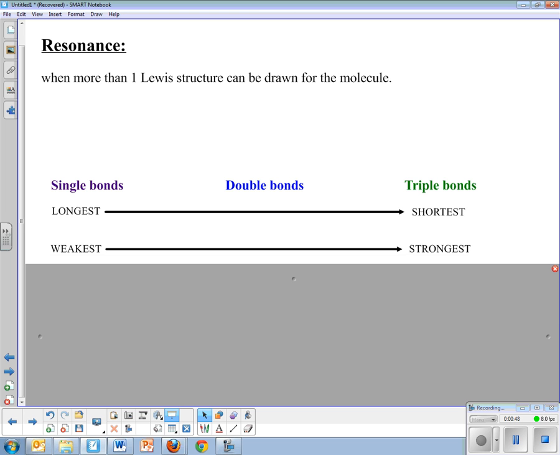And in terms of strength of bonds, if it's the longest, it's also the weakest, which makes a triple bond the strongest. You could think of this too as your single bonds: you could twist your molecules around and kind of bend them, flex them back and forth. But once you make that triple bond, it's really hard to break it apart and bend it.